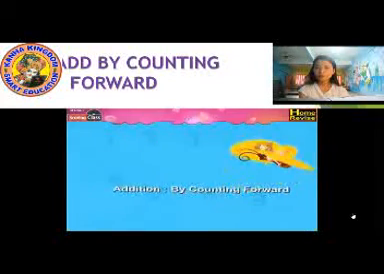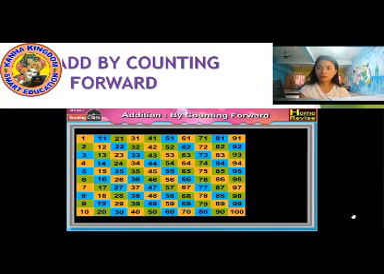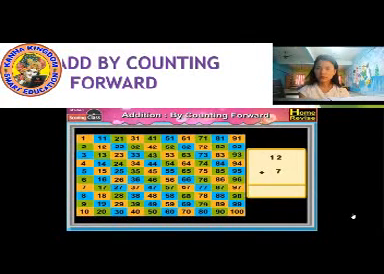Addition by counting forward. Kids, look at the table of 100. Now, let us find out what is 12 plus 7. Put your finger on the number 12. After 12, count 7 more boxes in the same column. Which number do you get? You're right, it is 19. So 12 plus 7 is equal to 19.